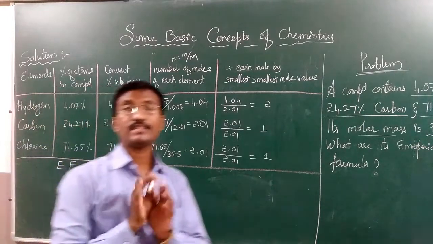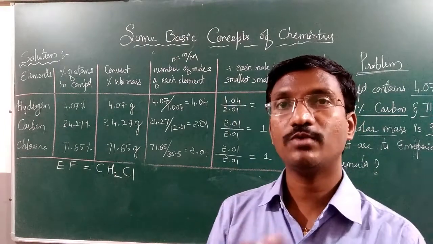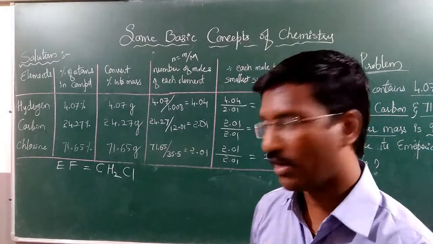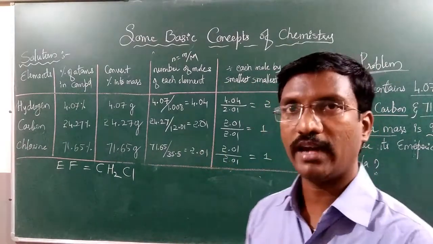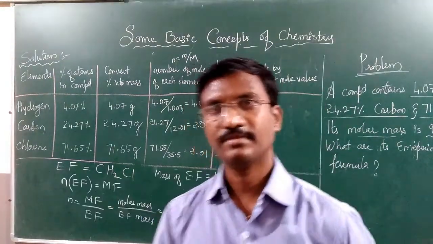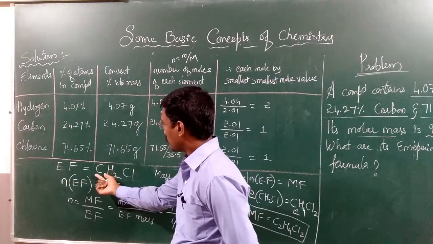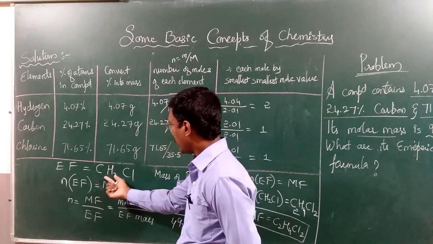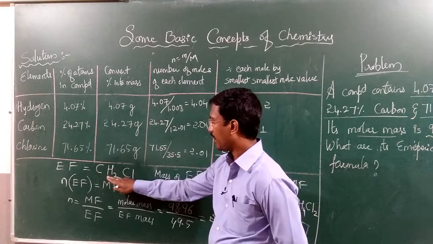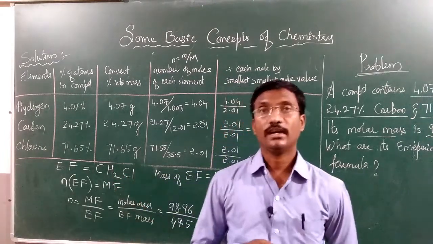So keep in your mind, this is not the exact number of carbon, hydrogen, chlorine, but it gives the ratio. Carbon is 1, hydrogen is 2, chlorine is again 1. So 1:2:1. Carbon, hydrogen, chlorine are in the ratio 1:2:1. So using this one, we are able to calculate the molecular formula.